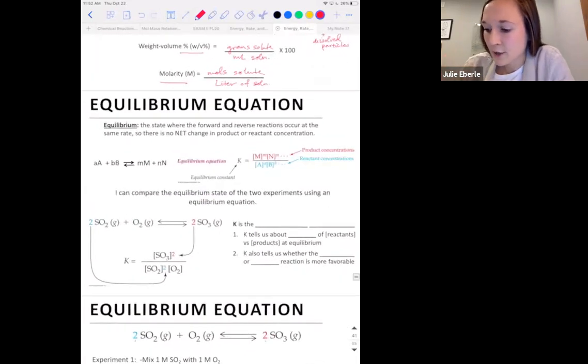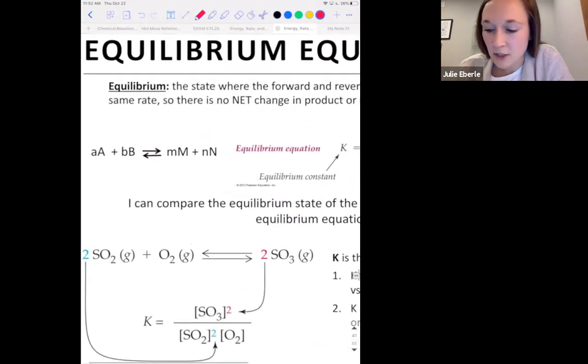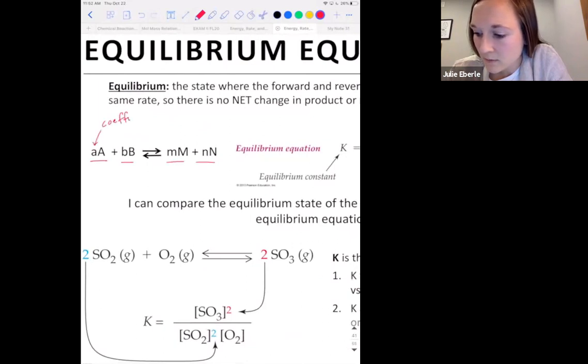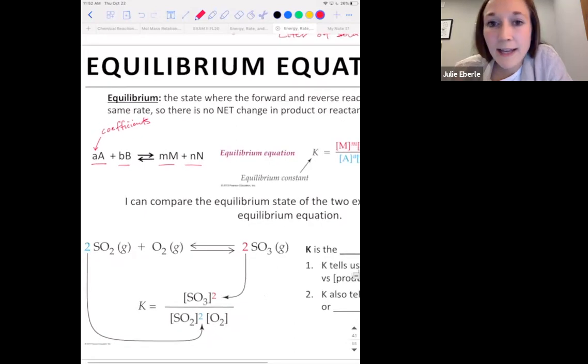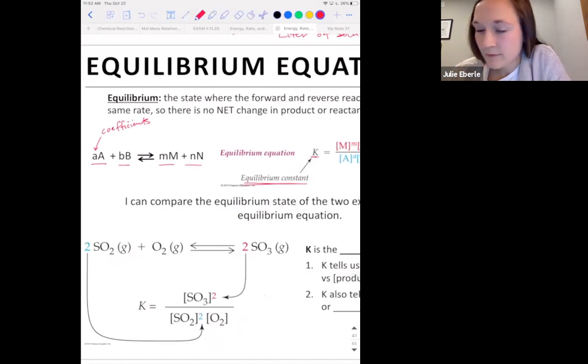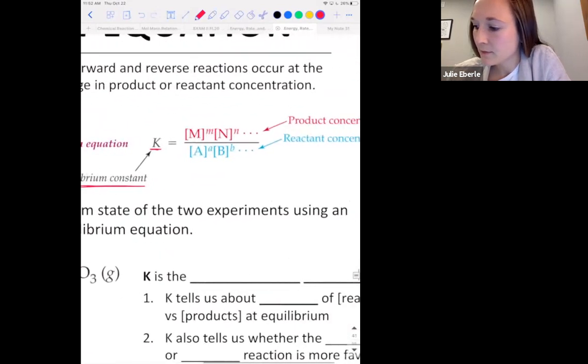But here's how we're going to do this. If we have some random reaction, aA plus bB makes mM plus nN, what are the lowercase letters? The lowercase letters are the coefficients. Capital letters are your reactants and your products. How we calculate an equilibrium constant, we're going to call the equilibrium constant K. We're going to calculate K. That's our equilibrium constant. Here's how we do it.